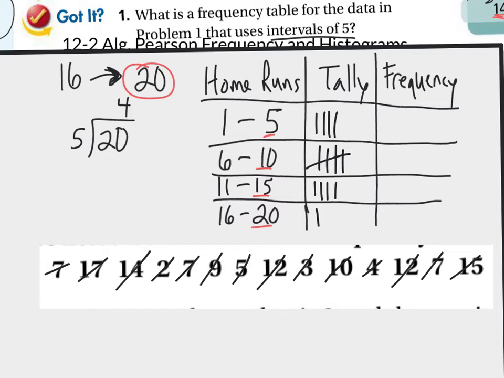And then once we get done with that, we're just going to look at how many tallies we have in each group, in each interval. So I've come up with 4, 5, 4, and 1. Okay, and then we could do interpretations off of this. We could say more people hit between 6 to 10 home runs than any other interval. Or we could say the same number of people hit 1 to 5 home runs as the number that hit 11 to 15 home runs. Okay, different ways we could analyze what's happening here.